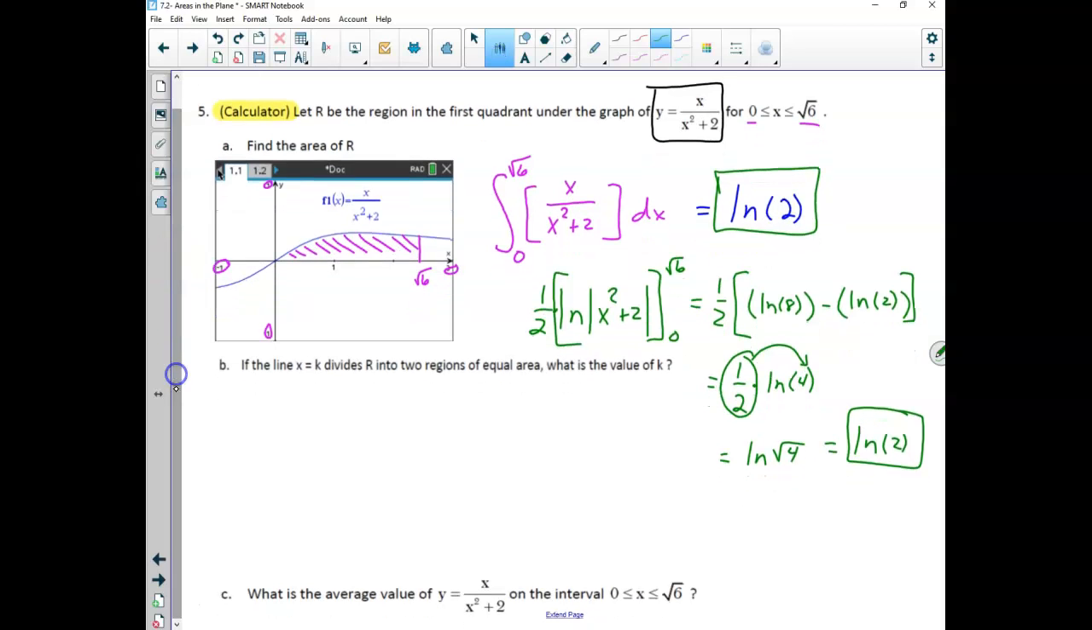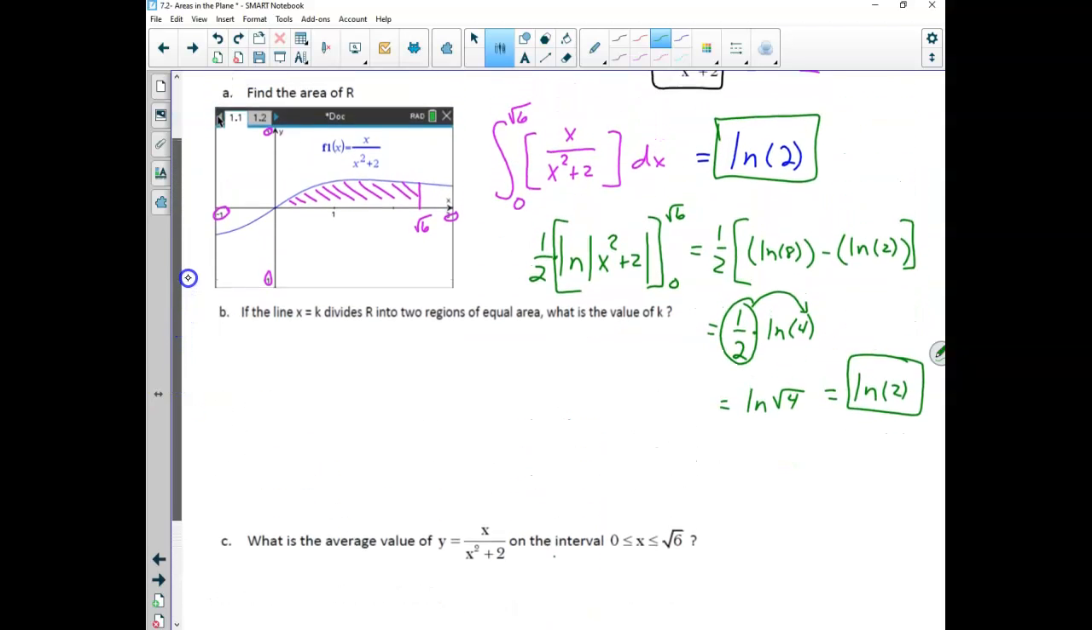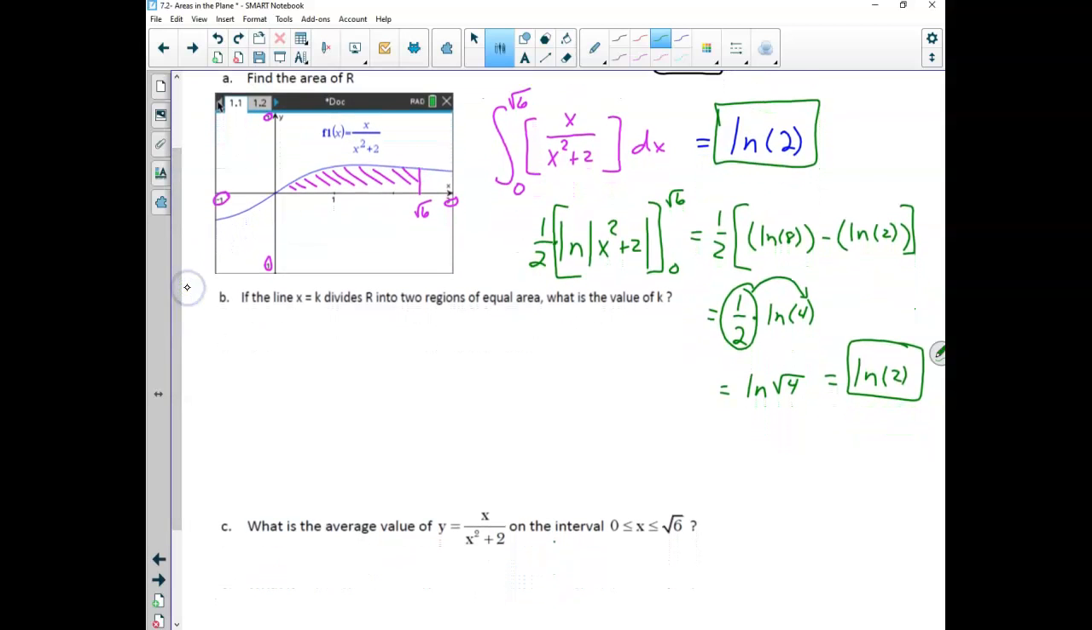This next one is a fun problem, okay? And it's calculator active, so they're not going to expect you to algebraically do any of this. But this says, find a line x equals k that divides R into 2 regions of equal area. What is the value of k? Okay, so that is saying, take this purple area we have, and we want one line. Where are we going to be to slice this area perfectly in half? So I have the same amount here as I have over here. We're going to cut it perfectly in half. Well, how do we do that?